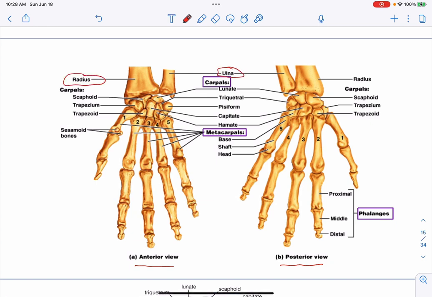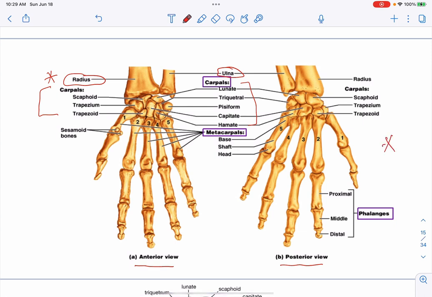Something to note, and I'm going to point it out again, is that the radius is articulating with the carpal bones, but the ulna is not. You can see the space between the ulna and the carpal bones. I'm going to come back to these carpal bones and give you ways to memorize them, but I want to first take you to the metacarpals and the phalanges and tell you how the bones are ordered.